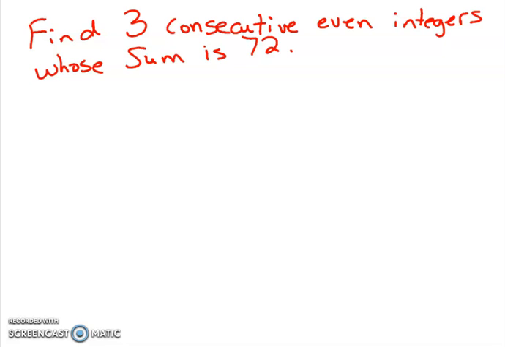Let's look at another one. Find 3 consecutive even integers. So an example, 2, 4, 6. 30, 32, 34. 3 consecutive even integers.